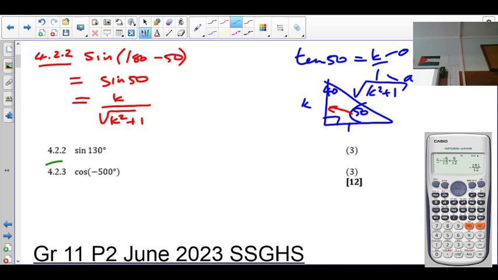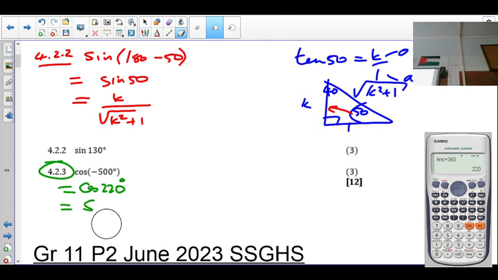Let's look at 4.2.3. Now here we've got the negative angle of 500. So what do we do? We add 360. So it's negative 500 plus 360, plus 360. The total is positive 220. So it's cos of 220 degrees. Which quadrant is 220 degrees? Third quadrant. So it's cos of 180 plus 40.